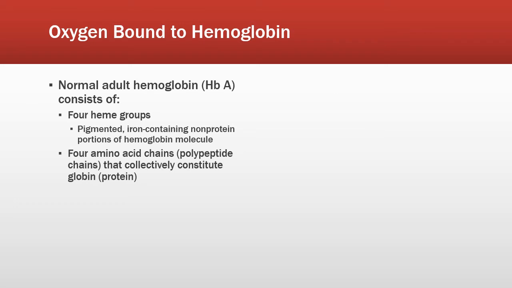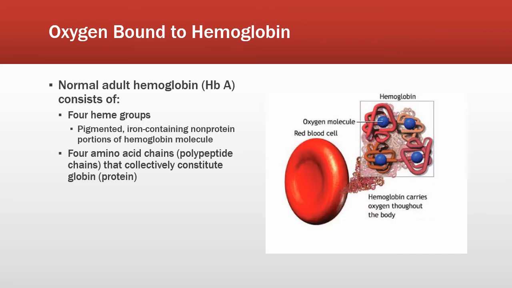Oxygen bound to hemoglobin. Normal adult hemoglobin, or HbA, consists of 4 heme groups. These are pigmented iron-containing non-protein portions of the hemoglobin molecule. There are also 4 amino acid chains, or polypeptide chains, that collectively constitute the globin portion, or protein portion, of the molecule. Pictured here. Hemoglobin carries oxygen throughout the body on the red blood cell.